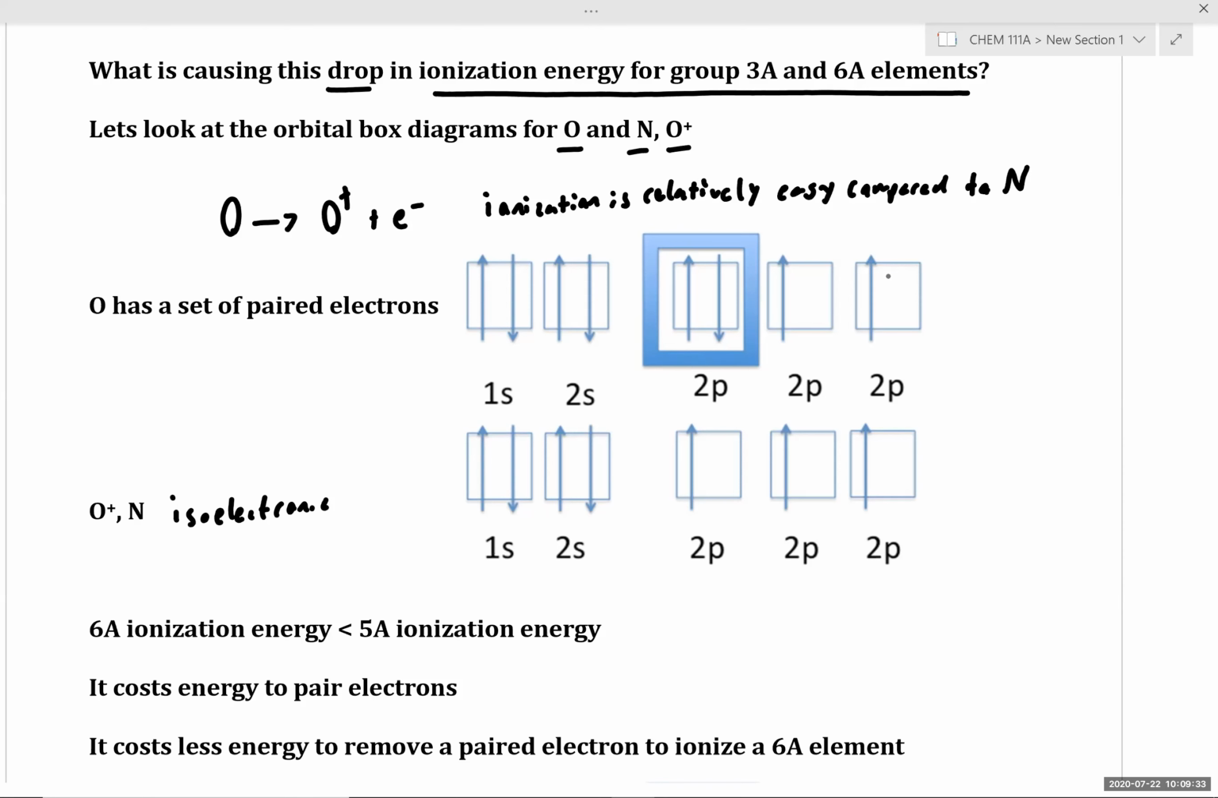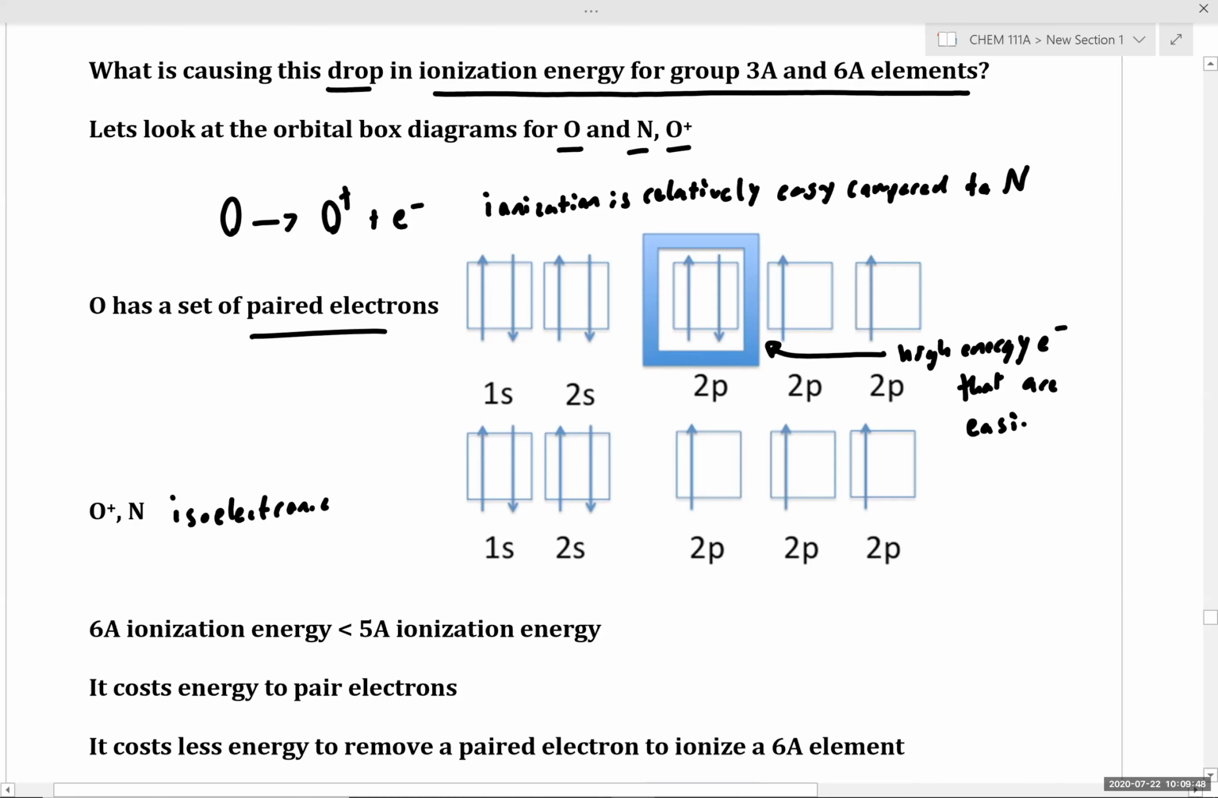Has a set of paired electrons, exactly right. And these paired electrons are relatively high energy electrons that are easier to remove. So if we compare oxygen and nitrogen, it is uncharacteristically easier to ionize oxygen compared to nitrogen because during ionization, you're removing a high energy paired electron.